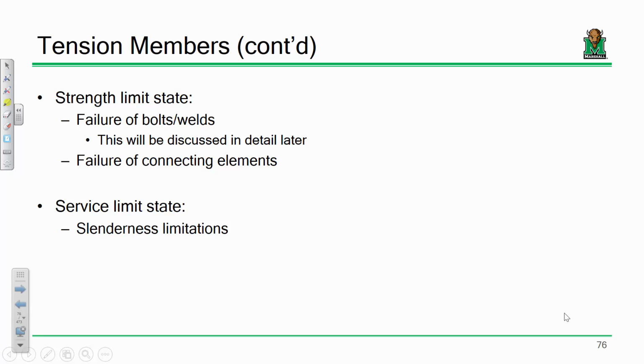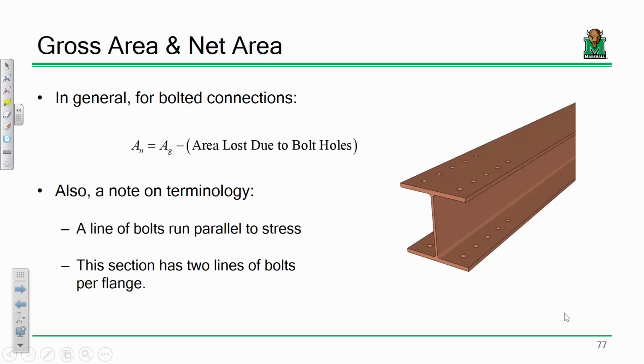Okay. All right. Let's talk about gross area and net area. So we've got gross section yielding and net section fracture. Basically, if you understand gross and net area, you're halfway there. So we're talking about areas. Why are we talking about areas? So remember, stress is P over A. So that cross-sectional area is very, very important.